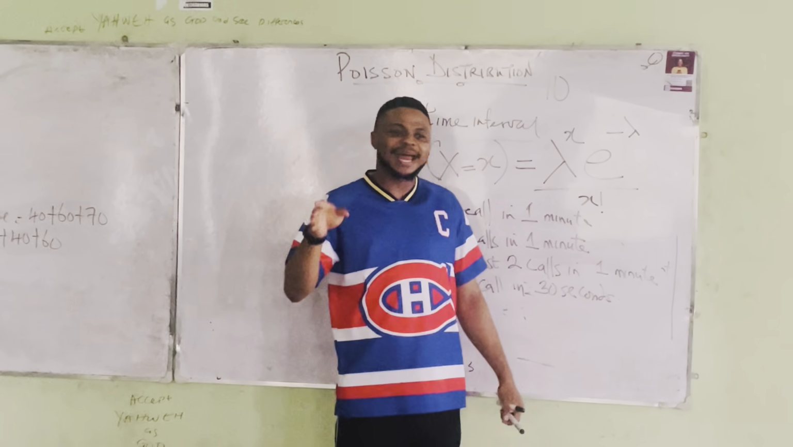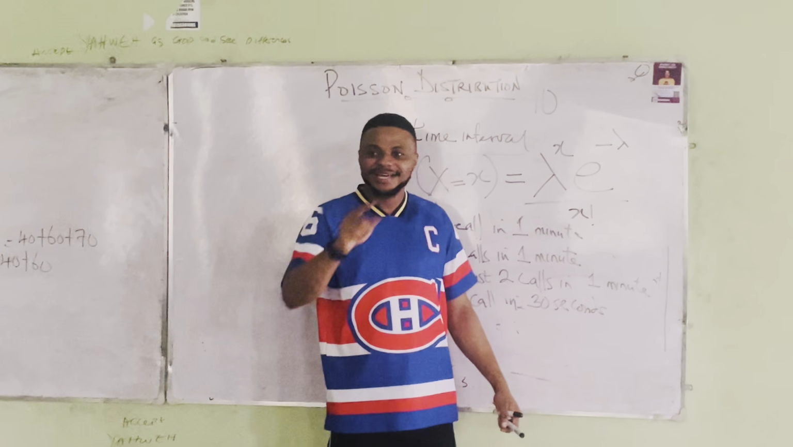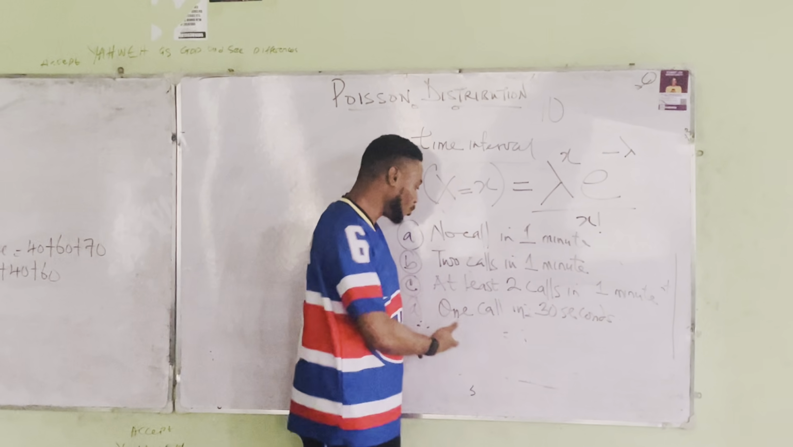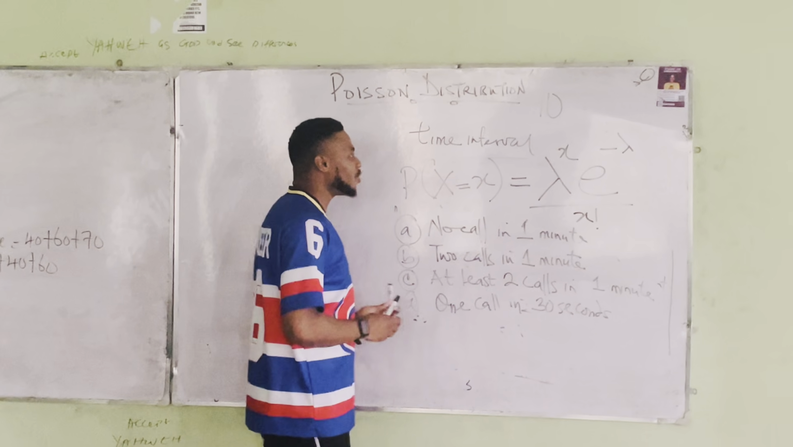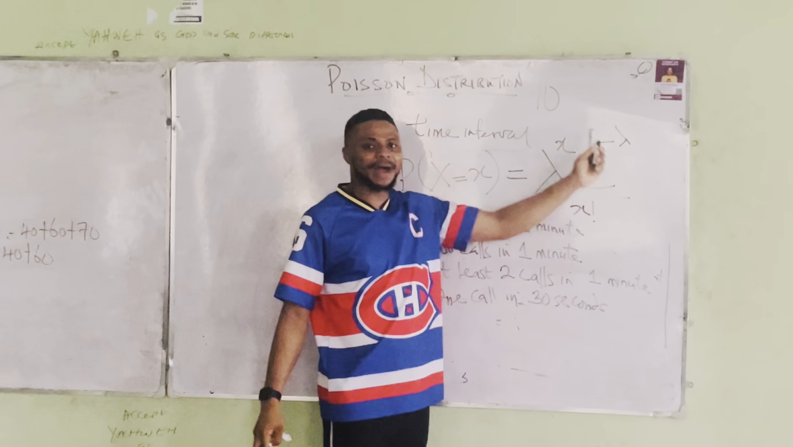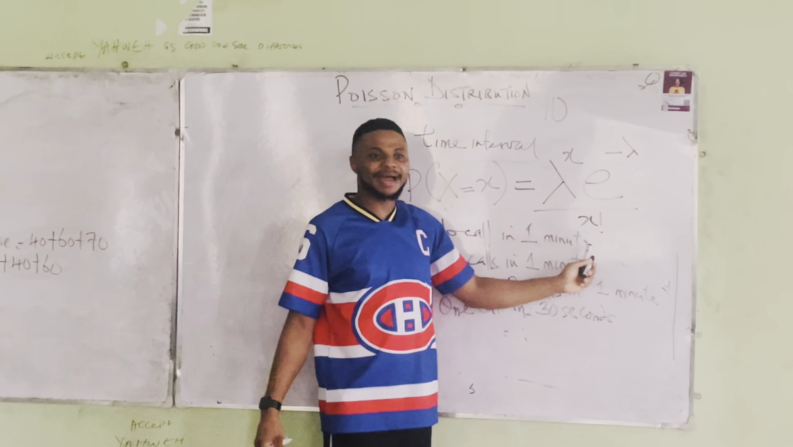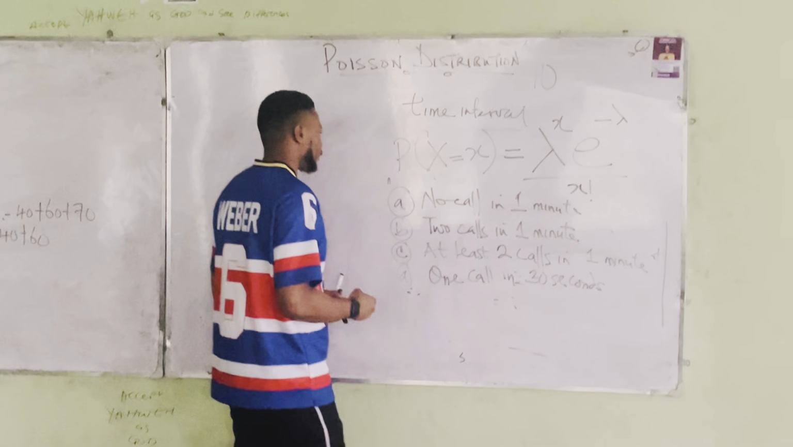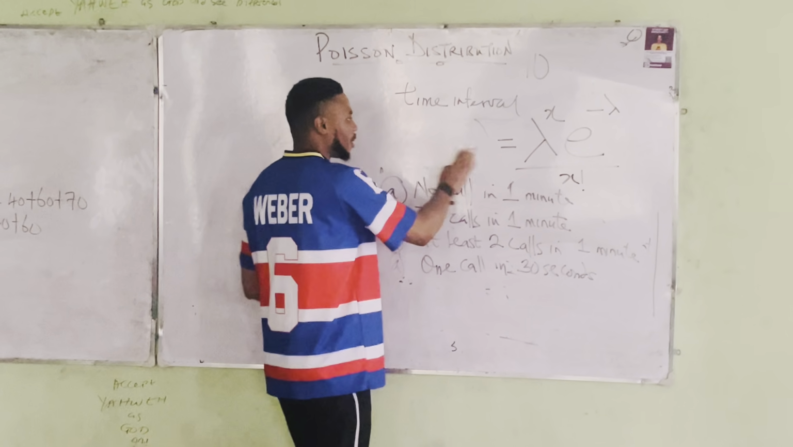We will do something like, if 3 calls are in 1 minute, then some number of calls will be in 30 seconds. We will get a new lambda that we will use in solving this. But let us proceed first. Remember the formula is lambda raised to power x times e raised to power minus lambda, divided by x factorial. Are we together? Alright. Now let's do this together.